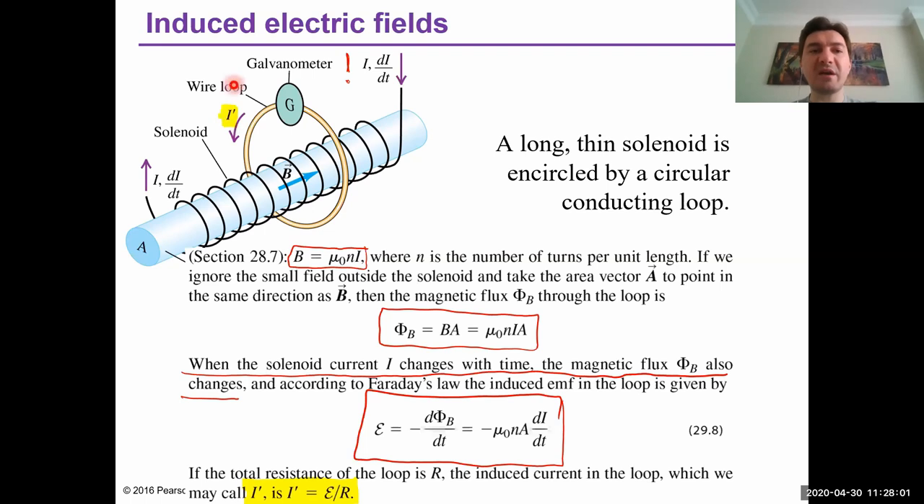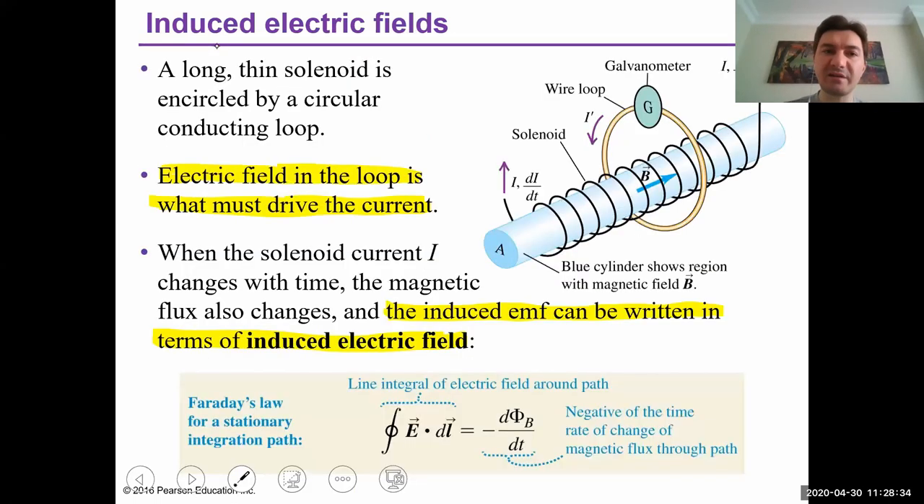So what is the magnitude of the current produced in that circular conducting loop? It is given by I prime, the EMF produced in that conductor over the resistance of the circular wire. Do you have any question here? So now, we have calculated the EMF in that conducting loop, but we are talking about induced electric fields. So what about the electric fields here?